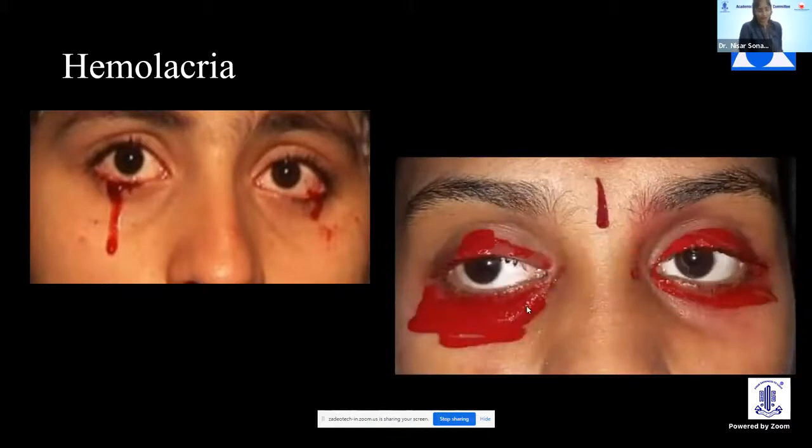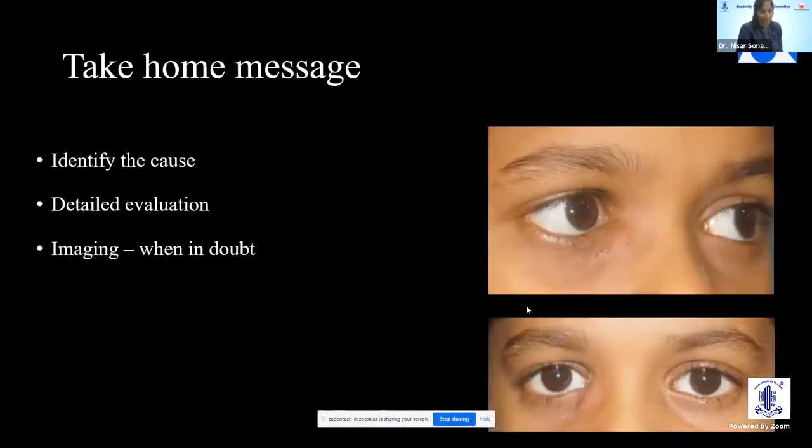And also beware of malingerers like this, who actually came to our OPD saying that she had bloody tears, but you can see what she's actually done. She just painted around herself. To conclude, we must identify the cause. It is very important to assess the level of the block, identify the cause, do a detailed evaluation, and when in doubt, always image. Thank you so much.